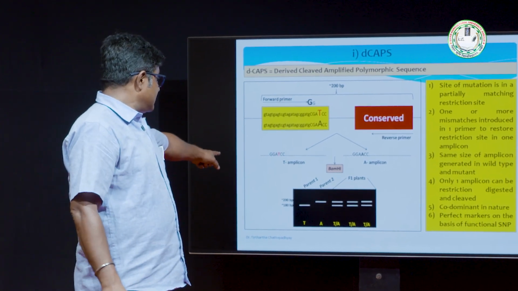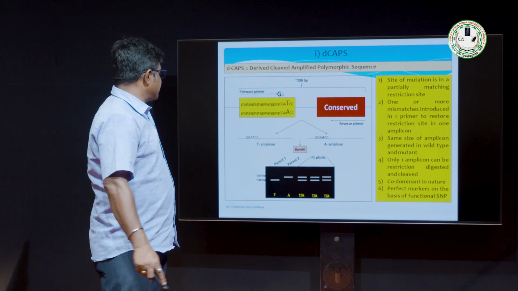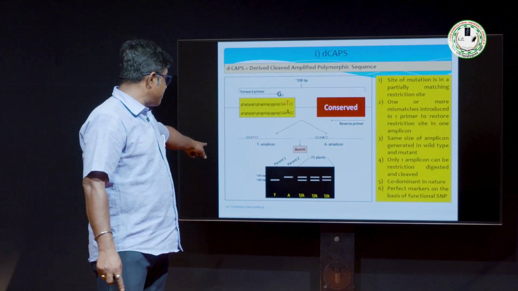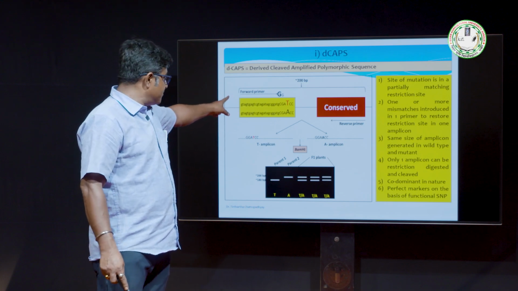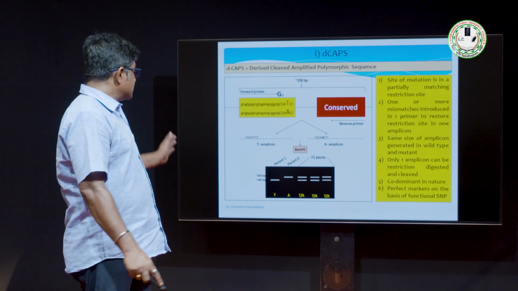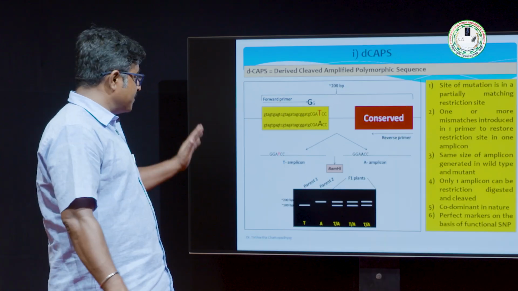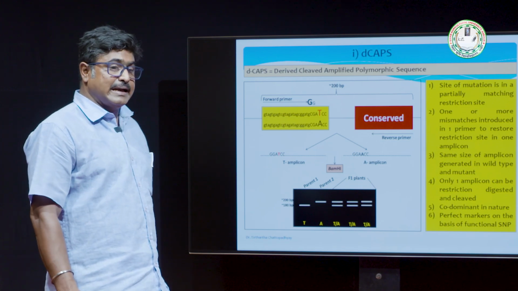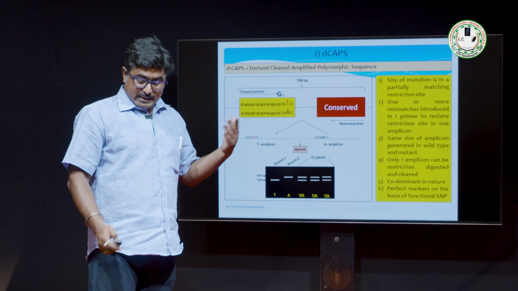You can see there was a 200 base pair amplicon, and after digestion 20 base pairs are removed, so you get a 180 base pair band. But in case of parent 2, no restriction site is recovered, so it is not digested and remains 200 base pair. So F1 plants are heterozygous, giving rise to both the bands. This is a very powerful technique through which an SNP can be scored in a gel based manner.